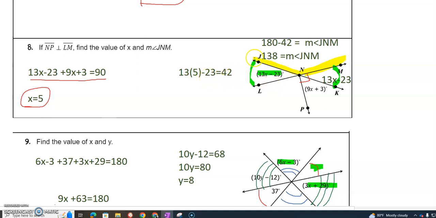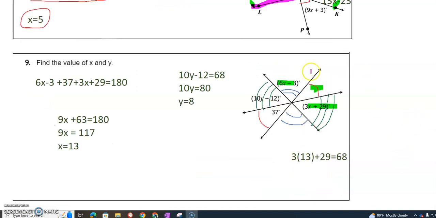And that helps me because I'm looking for the angle measure JNM. Now this angle plus the measure of angle JNM form a straight angle here. So if I add 42, which is the measure of this angle, with whatever this is, I'll get 180. Conversely, I can just say 180 minus 42 gives me the angle measure of angle JNM. So that will give me 138 degrees.